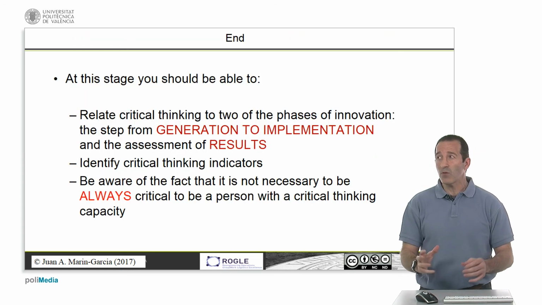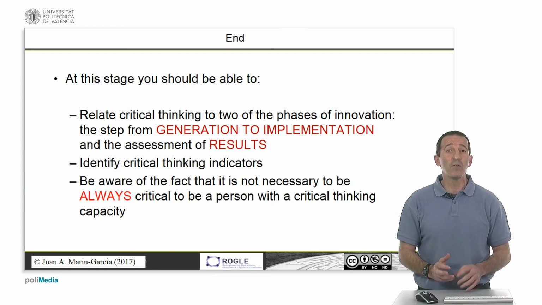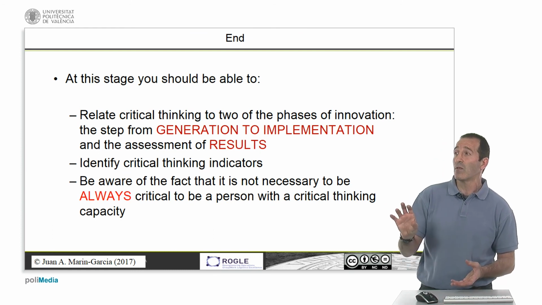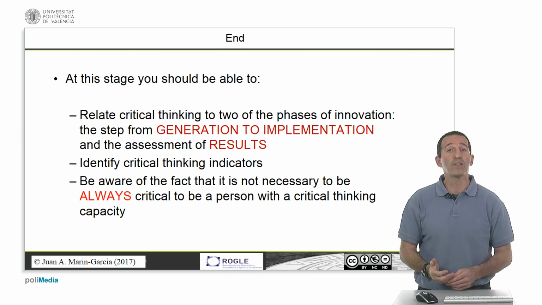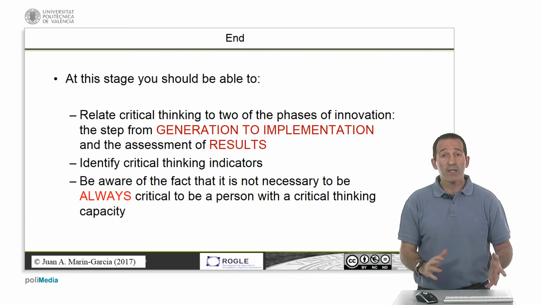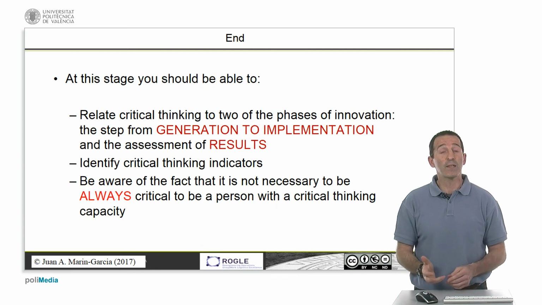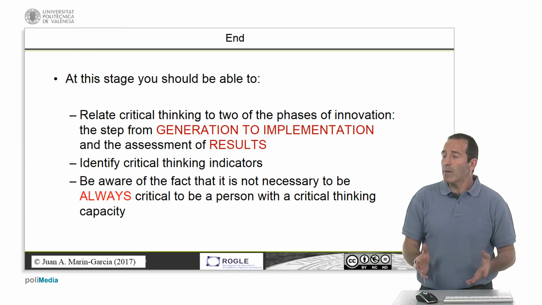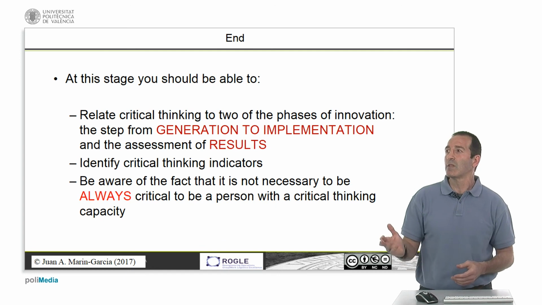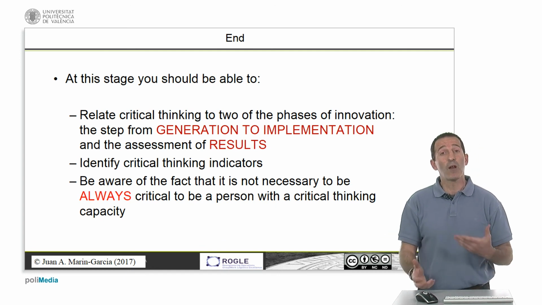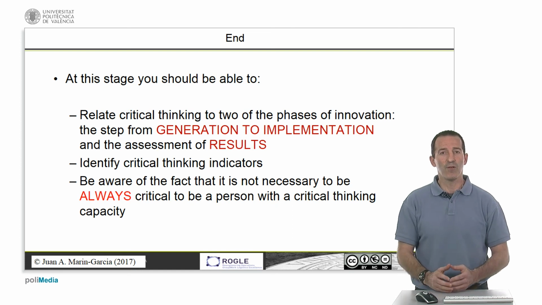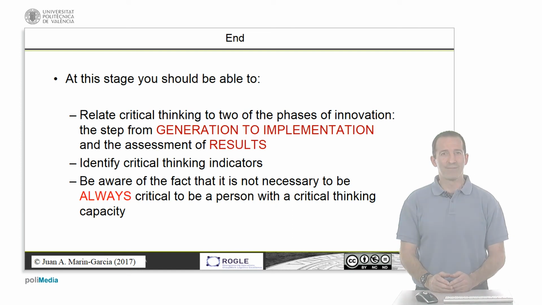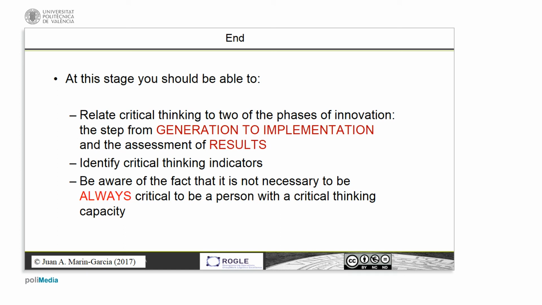You should now be able to relate critical thinking with some of the stages of innovation, specifically with the generation stage, with the transition between the generation stage and the implementation stage, and later at the evaluation of results stage. And we've also mentioned some typical behaviour involved in critical thinking, and become aware that it is not always appropriate to be critical or to apply this capacity when you're working in processes of innovation.